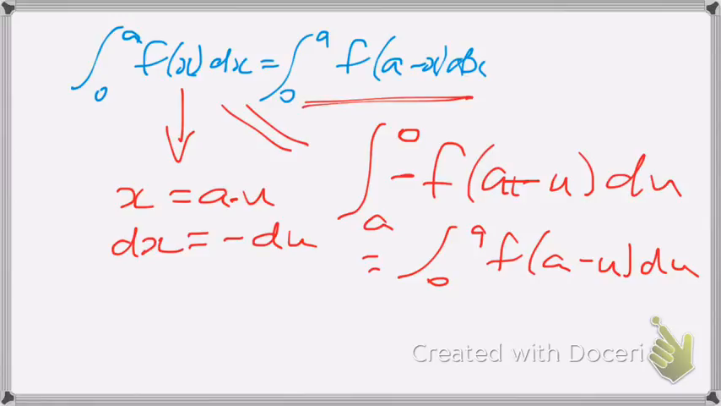Okay, and you'll see them in action tomorrow. This last one especially is good for trig, but they're all good for trig, and you let, normally, a would be pi on 2 there, because you know that sine of (pi on 2 minus x) is cos x, and things like that.